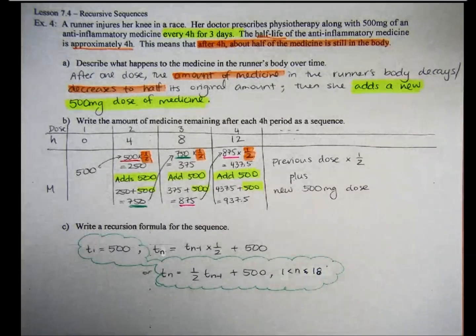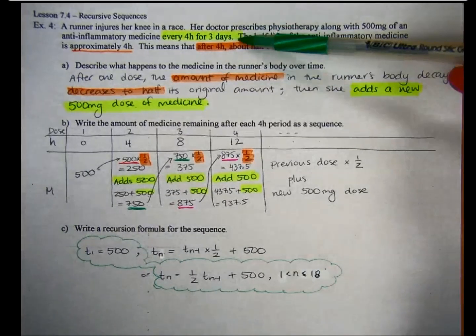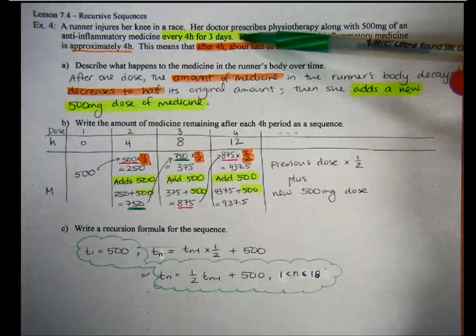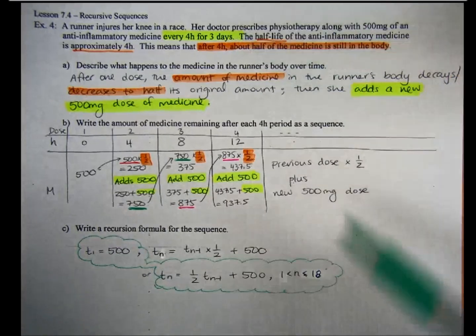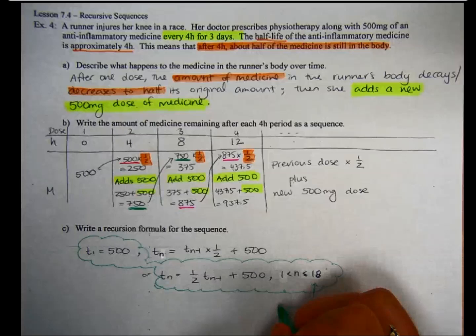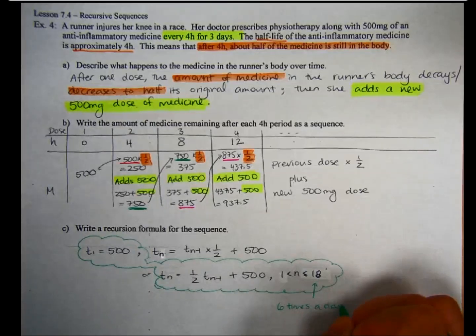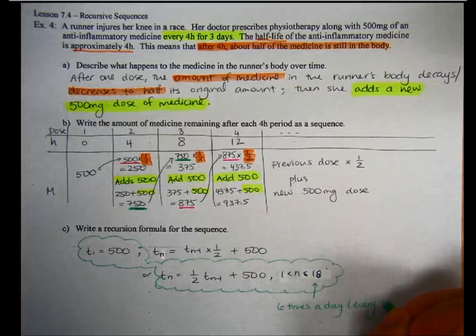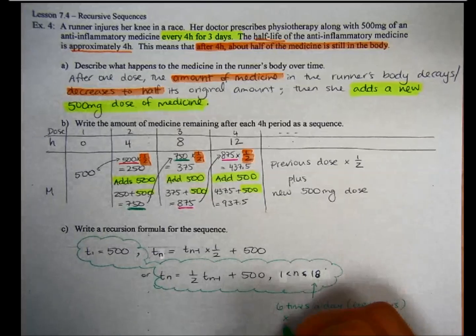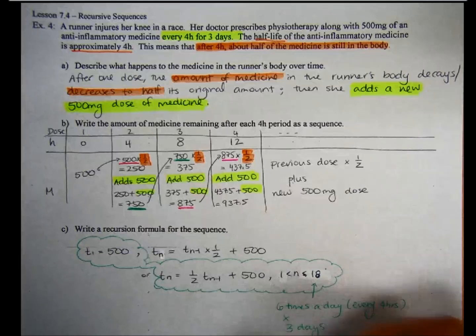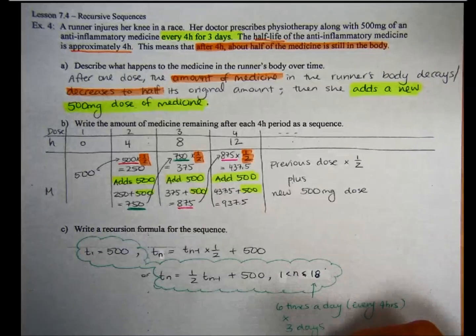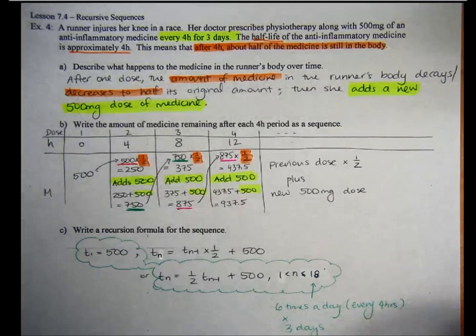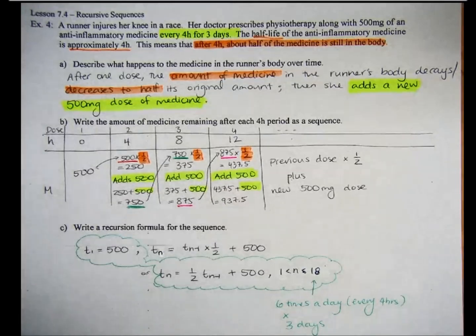And the reason for the 18 is because of this at the top, the runner was prescribed the medicine every 4 hours for 3 days only. So this is going to be 6 times a day, which is every 4 hours, right? Multiplied by 3 days equals 18 doses maximum. All right, so that's just the upper limit. So that's it for recursive sequences. Thanks.